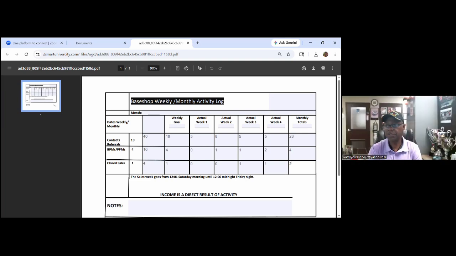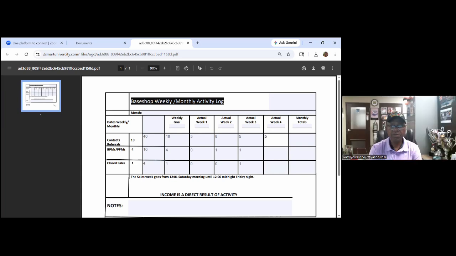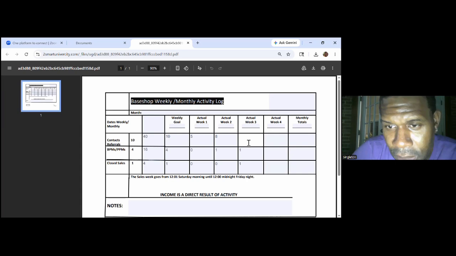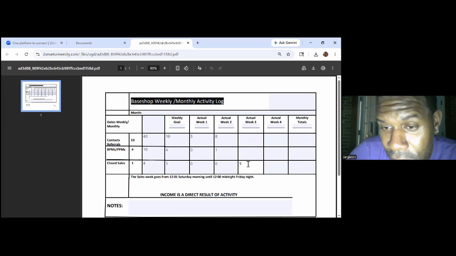I got a question for you. All right. Who should be using this? Who should be using this? And why is this important? Who should be using it? Us associates. And why should they use it? So they could keep track of their activity, so they can reach their goals.